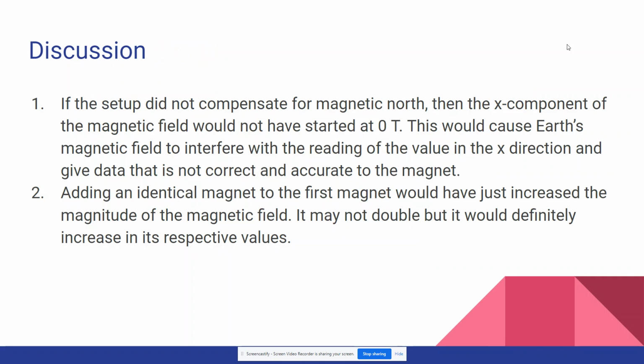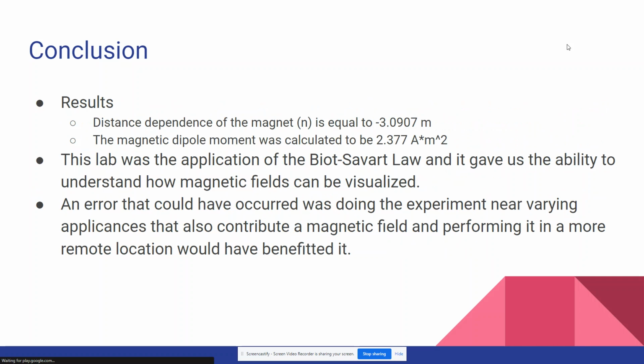A few questions raised here are that, if the setup did not compensate for magnetic north, what would happen? The Earth's magnetic field would interfere with the reading for the bar magnet, and the data would not be accurate. Additionally, adding an identical magnet attached to the first would just increase the magnitude of the magnetic field. It may not double, but it would definitely increase.